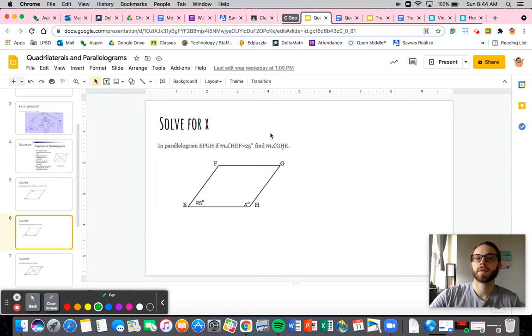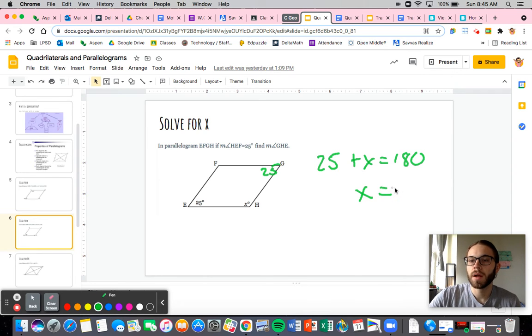All right, same thing. They are consecutive, so they add up to 180. Now, if you add something like this one up here, that would also be 25, right? Just keep that in mind. So 25 plus x equals 180. X will equal minus 5, that would be 75, 155. Okay. So simple enough, nothing crazy.